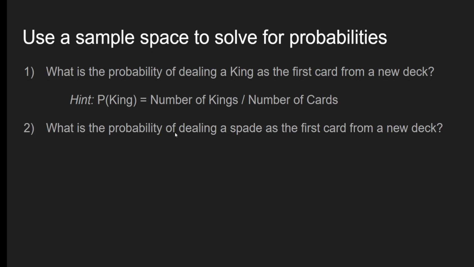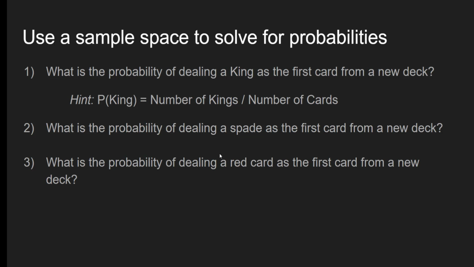Number 2 asks for the probability of dealing a spade as the first card from a new deck. Since there are 4 suits, and spades are one of those suits, then there is a 1/4 chance of dealing a spade as the first card. We could also answer 0.25 or 25%. Each of those are equivalent probabilities.